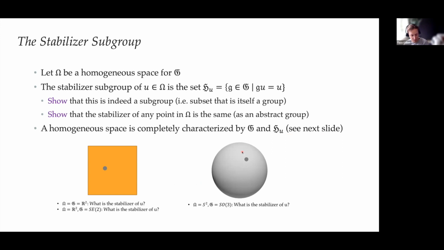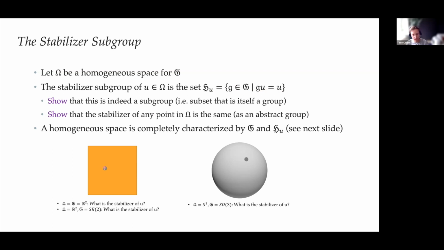Now, something very important structurally about a homogeneous space is the so-called stabilizer subgroup. So we have our set omega, and we assume that this is a homogeneous space for some group G. Then the stabilizer subgroup of a point U in omega, let's say this point in the plane, is the set H_U. That's the set of group elements in G that leave U invariant. So if you apply G to U, you get back U.